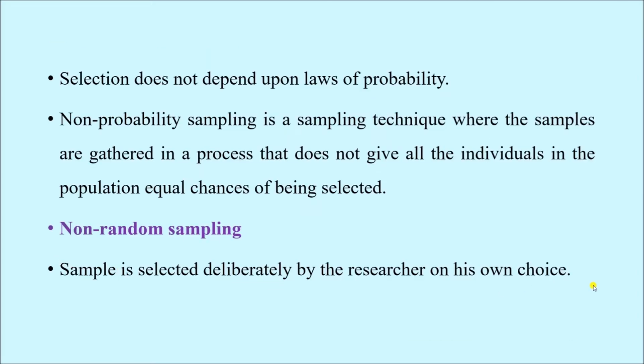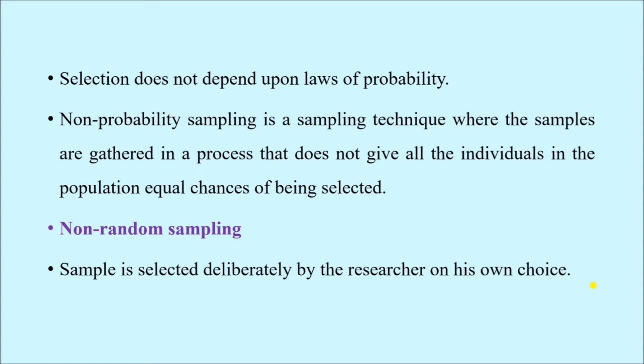Before we go into the different non-probability sampling techniques, we should know what non-probability sampling means. The selection of samples does not depend on the law of probability. Non-probability sampling is that technique where samples are gathered in a process that does not give all individuals in the population equal chances of being selected.